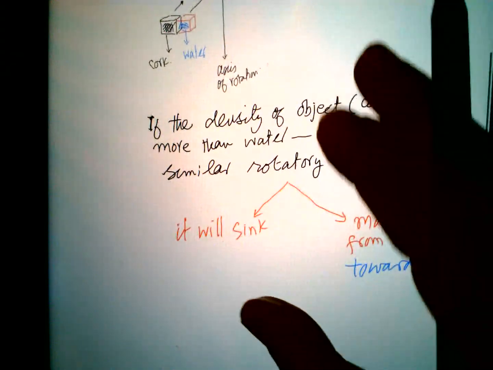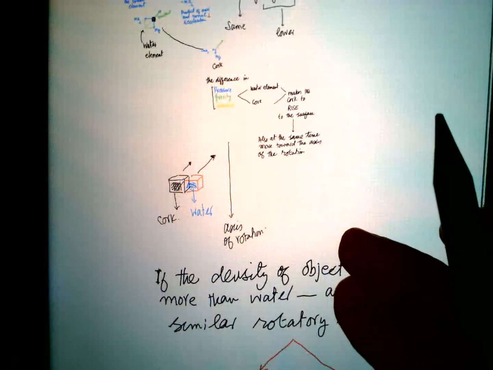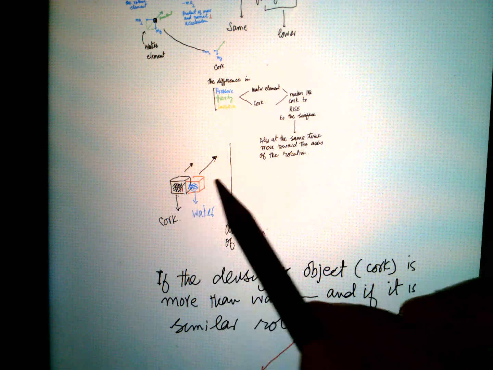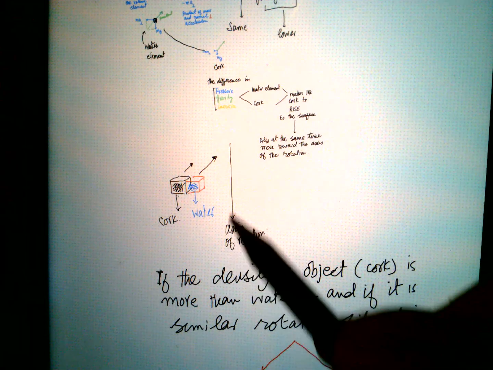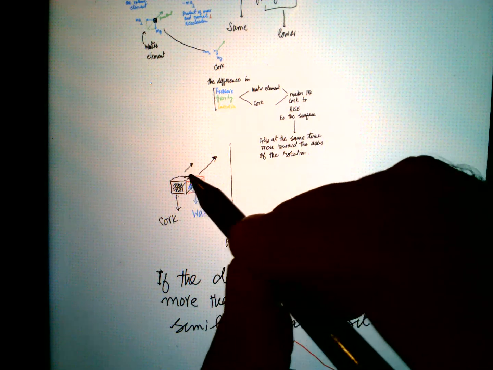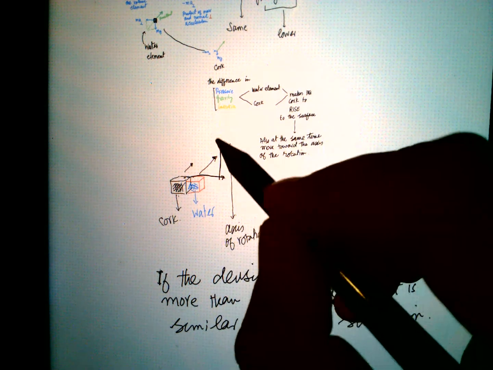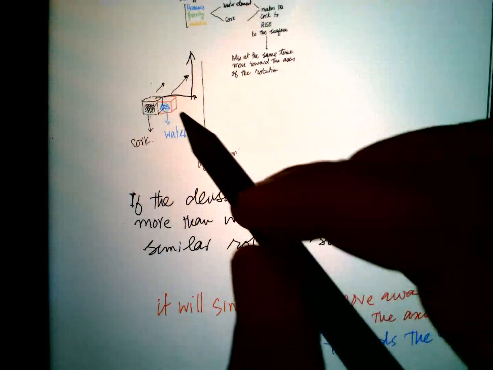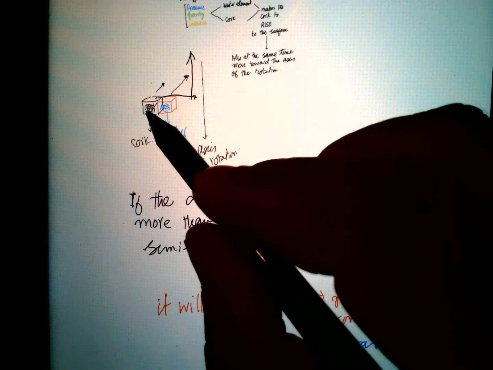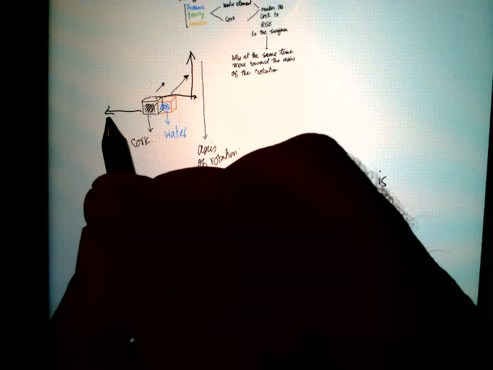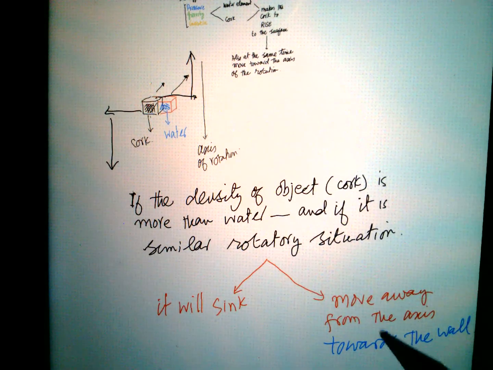So the cork is lighter. This is a water element and this is a cork. This is the axis of rotation. So the cork will go toward the axis of rotation and move up to the surface. So this is the result. On the other hand, if it is denser, it will go away from the axis and down. So these are the two things.